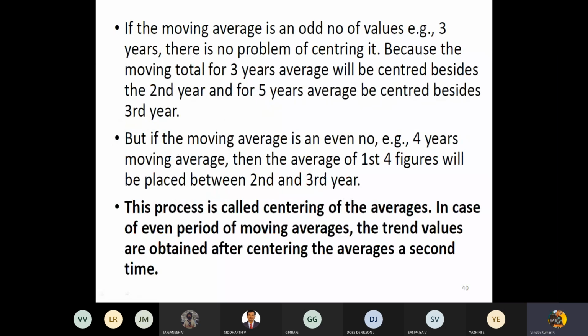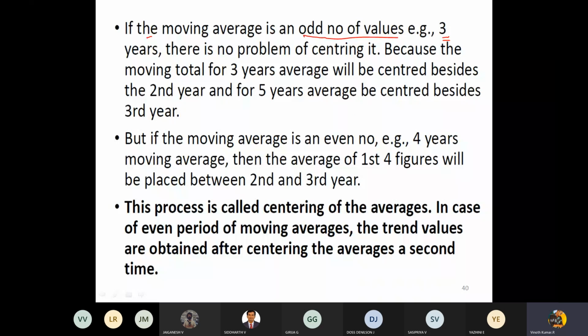And one more thing, just keep it in your mind. If the moving average is an odd number, you may know which numbers we call odd, for example 3, an odd number. If your moving average period is an odd number, there is no problem for centering it, because the moving total for a 3 years average will be centered beside the second year, and for the 5 years average, centered beside the third year.